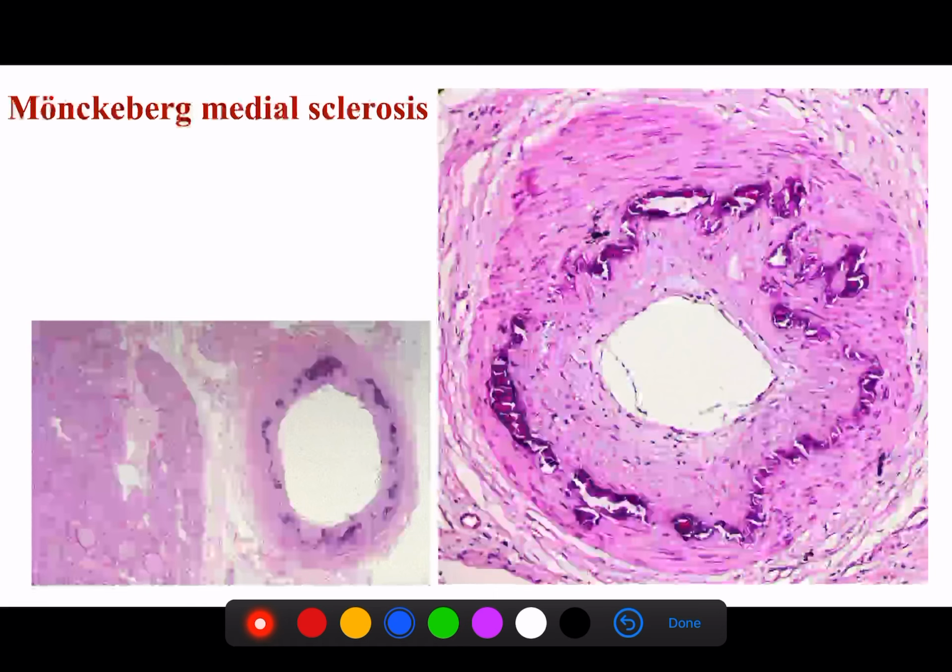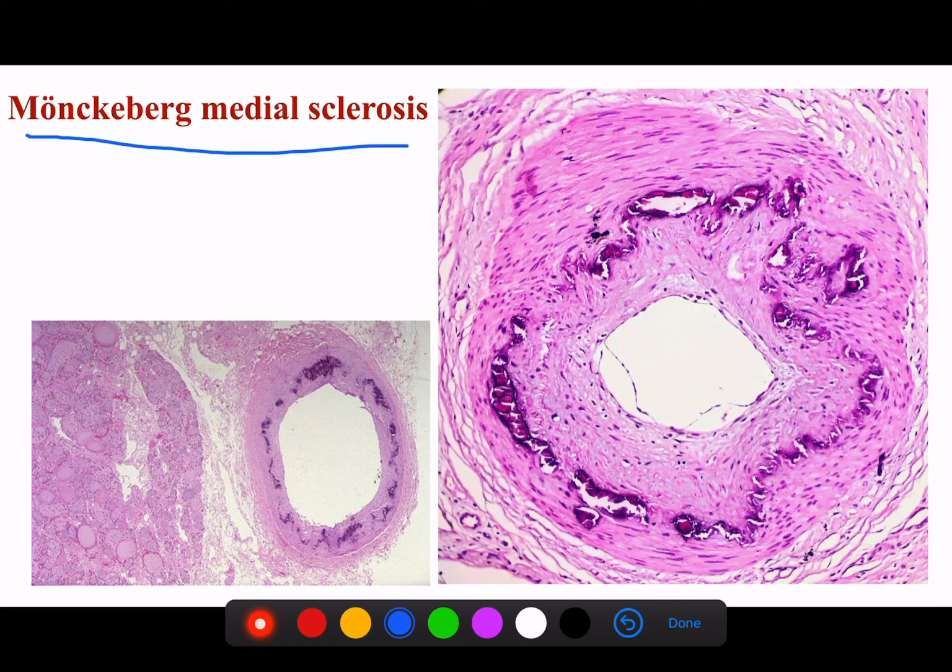The other type of hardening is called Mönckeberg medial sclerosis. Mönckeberg medial sclerosis is age-related sclerosis or hardening. When a person becomes aged, after 50 years old, the fifth decade, calcium precipitates within the tunica media. When calcium precipitates, it leads to increased hardening, the wall becomes much stronger, and the elasticity decreases.